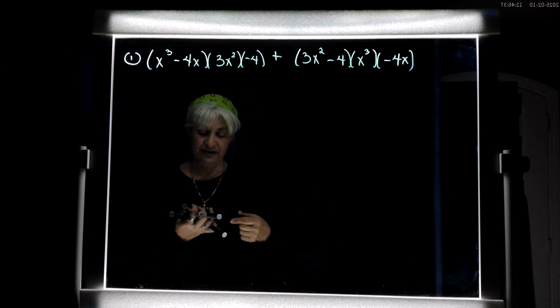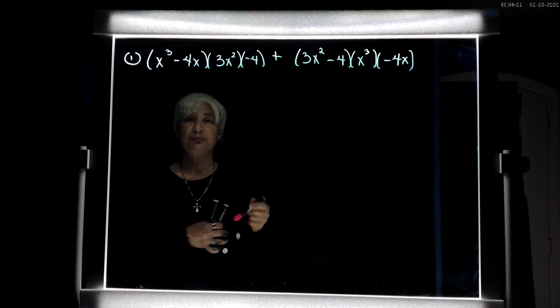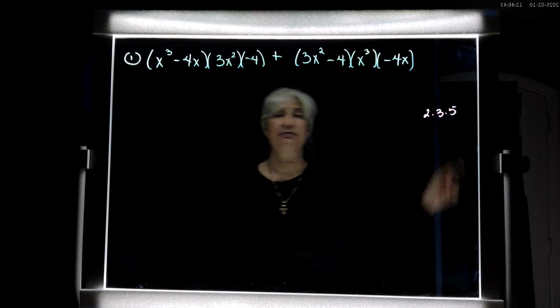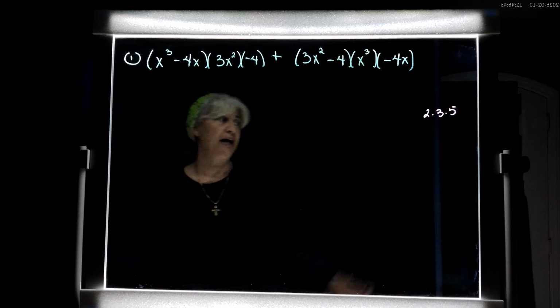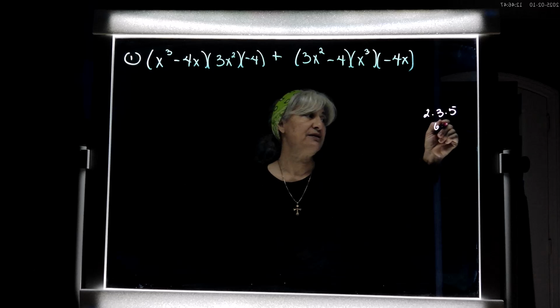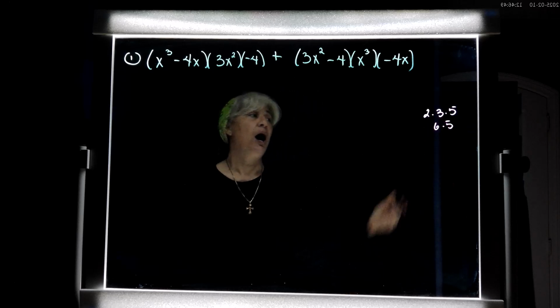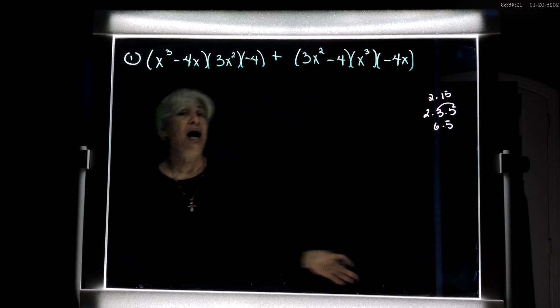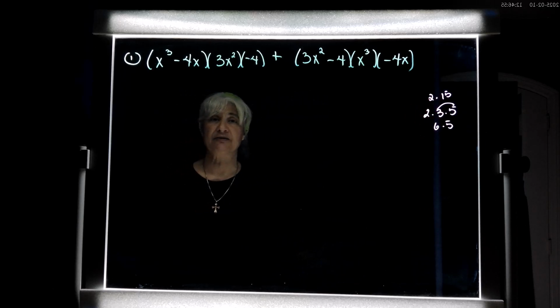But answer me this. Since I'm multiplying, does it matter the order in which I multiply things? I could do 2 times 3, which is 6, then multiply by 5, right? I could have done 3 times 5 first and then multiply by 2. Either way, I get the exact same answer.